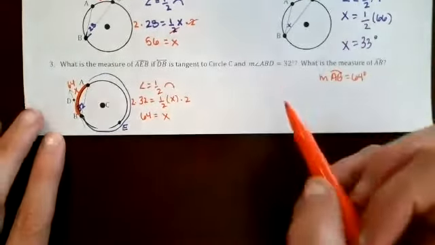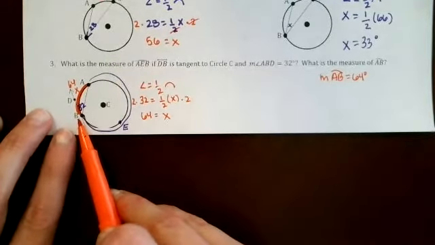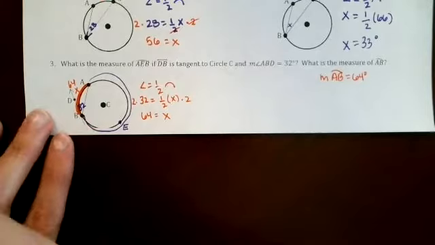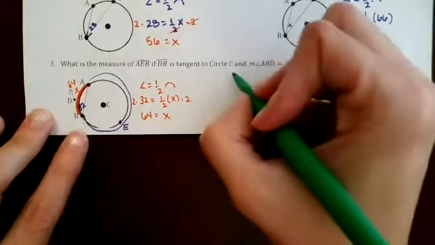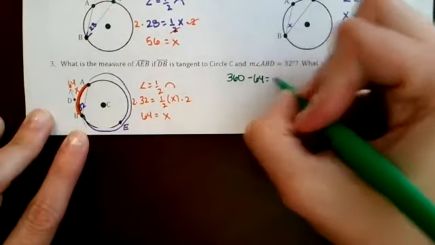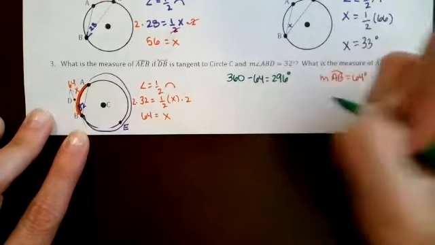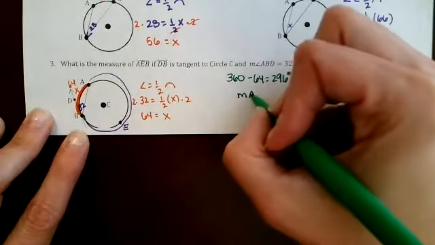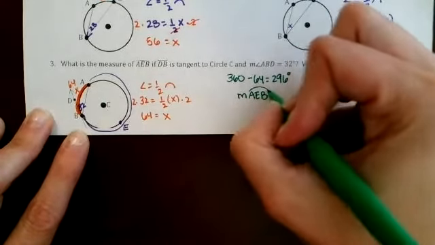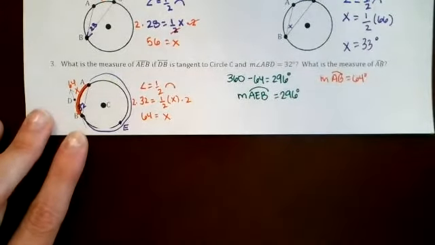Now the rest of this, AEB, makes up the rest of the circle. I know that there's 360 degrees in a circle total. So 360 minus the 64 would give me 296 degrees. So the measure of arc AEB is going to be 296 degrees.